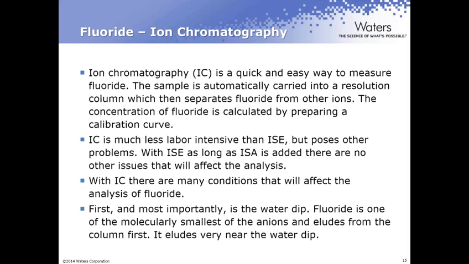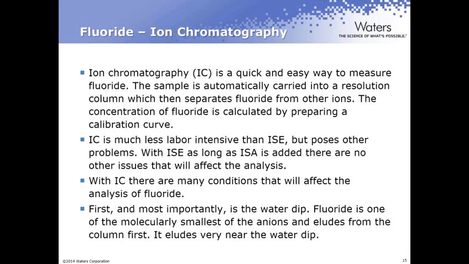Ion chromatography is much less labor intensive than ion selective electrode, but it does pose other problems. With ion selective electrode, as long as the ISA is added and there are no other issues, then there will be no other issues that will affect the analysis. With ion chromatography, there are many conditions that will affect the analysis of fluoride.